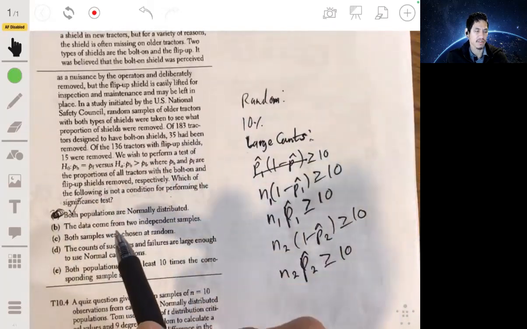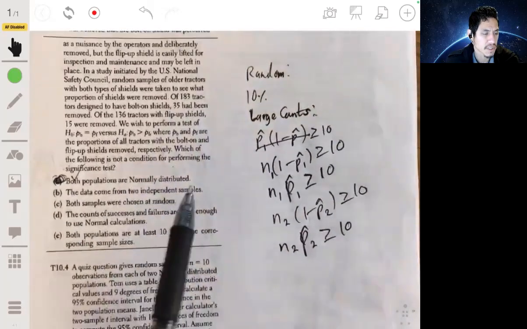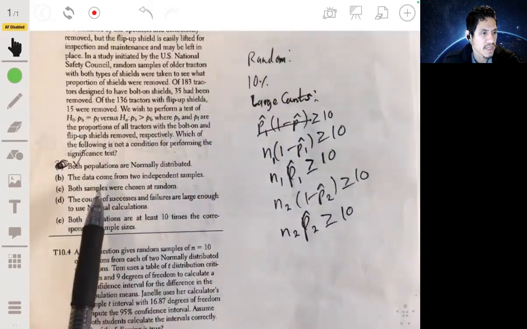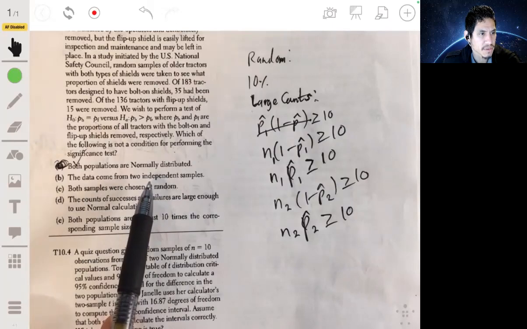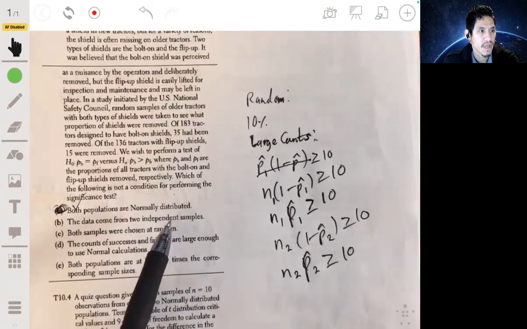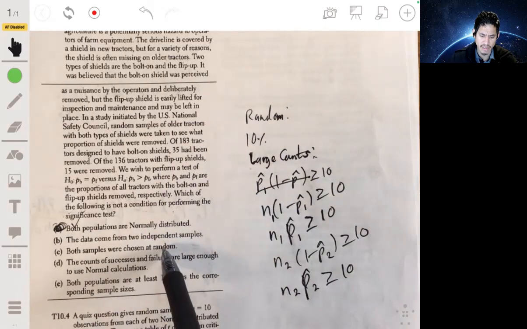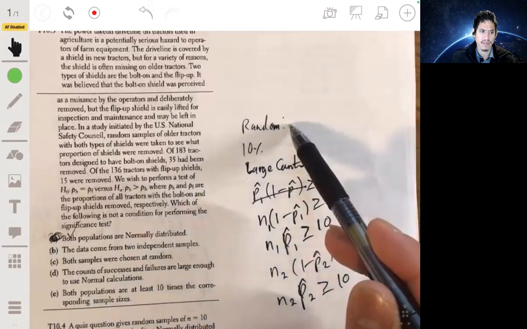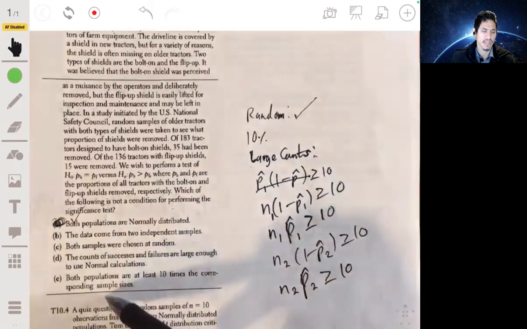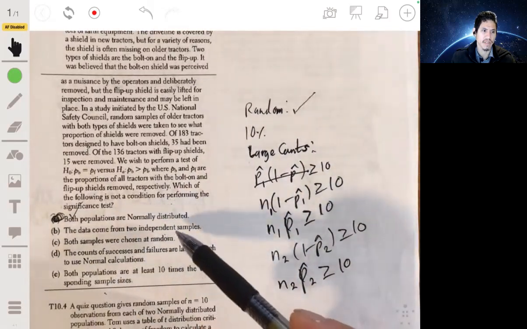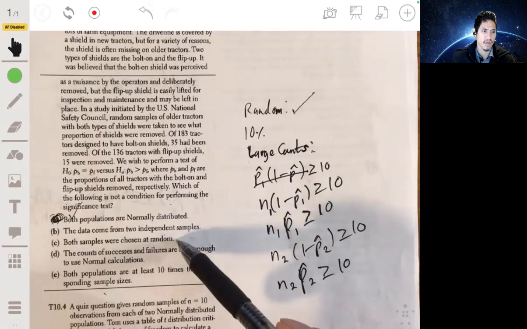Let's just go through the rest just to clear up any questions you may have. The data come from 2 independent random samples. Well, that is a condition. Well, actually, no, the rest, yeah, this is a condition. That's the random condition. That's condition 1. The data has to come from independent random samples.